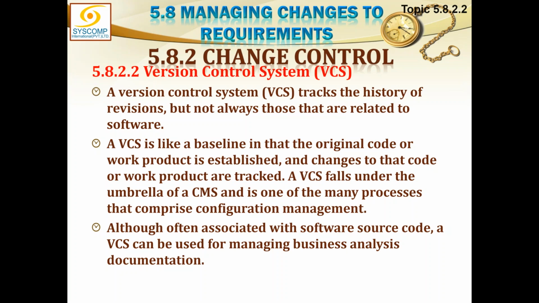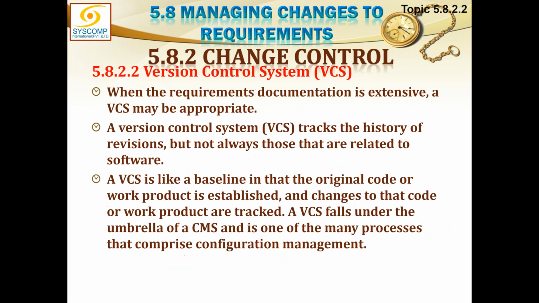A version control system tracks the history of revisions, but not always those that are related to software. A VCS is like a baseline in that the original code or work product is established and changes to that code or work product are tracked. A VCS falls under the umbrella of the configuration management system and is one of the many processes that comprise configuration management. Although often associated with software source code, a VCS can be used for managing business analysis documentation. When the requirement documentation is extensive, a VCS may be appropriate.